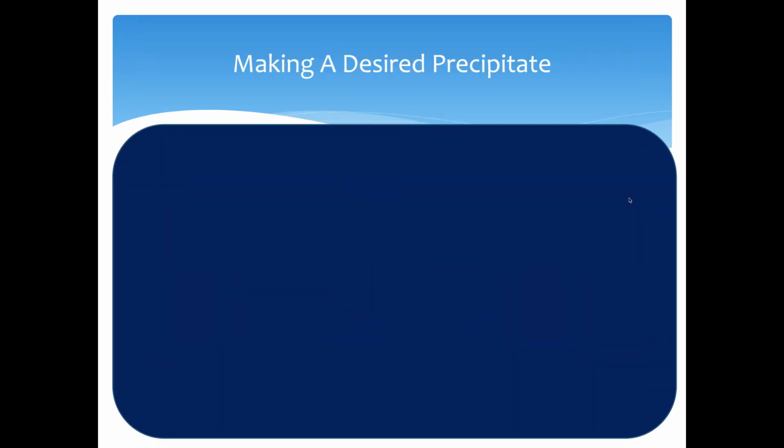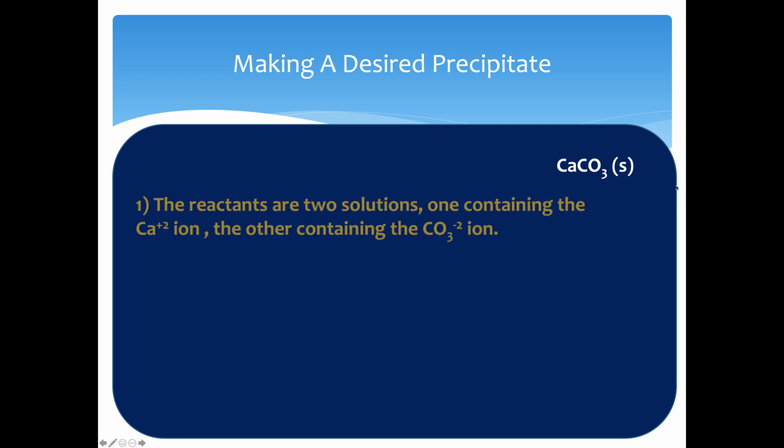Now, what if we want to make a precipitate? What if, let's say, we want to make calcium carbonate? Well, what we need is a soluble calcium compound and a soluble carbonate compound. React them together, and the calcium and the carbonate will combine to form calcium carbonate. So we need a calcium solution and a carbonate solution.